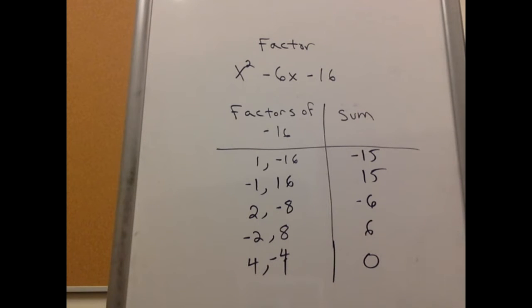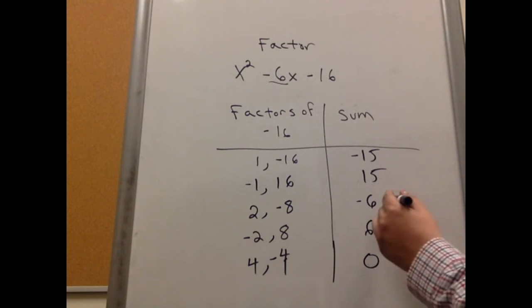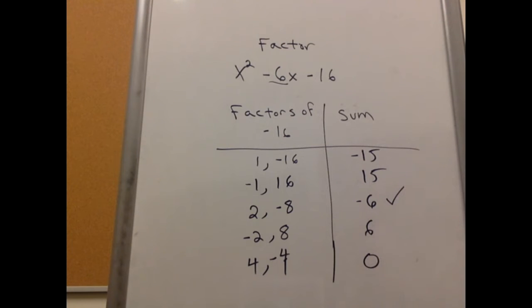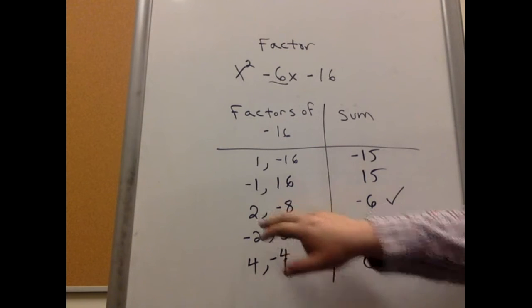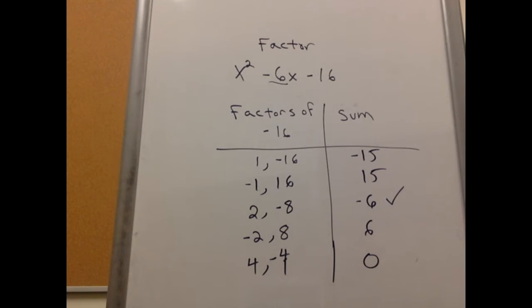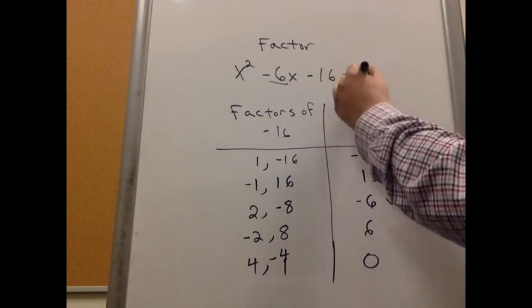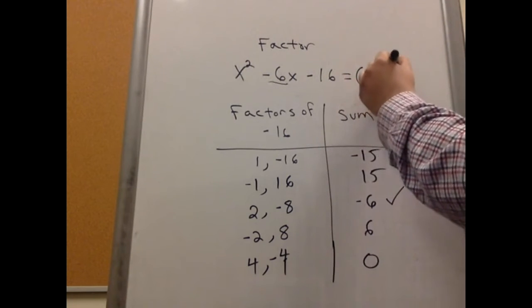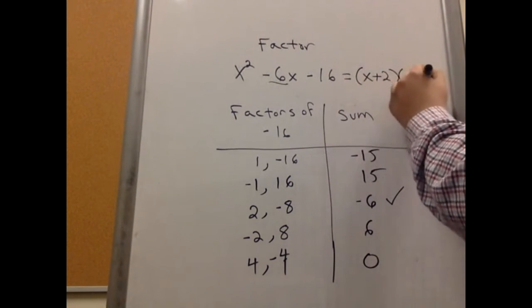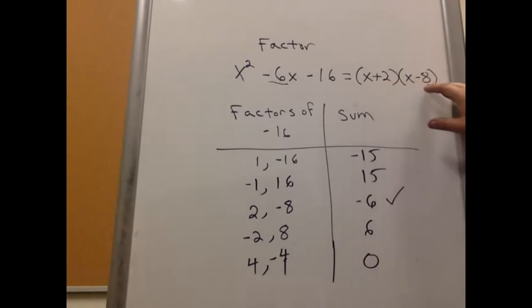Now, looking at this board, we're trying to find the numbers that multiply together to give c and add to give b. Look what b is. b is negative 6. So clearly this one is the correct choice to pick. These two numbers are the ones that I want. Now the way you write this down is, let's write it up here so you can see it. x plus 2 and x minus 8. Notice this 2 and this negative 8 came directly from this list over here.